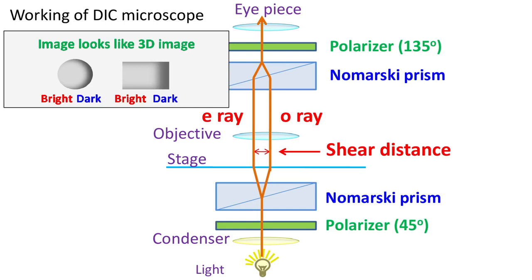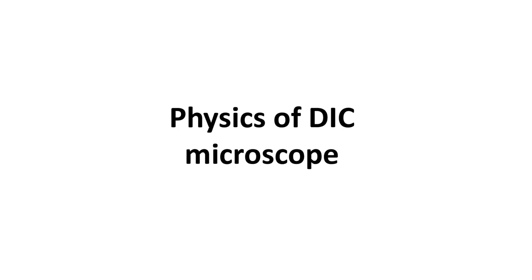But in reality, there is no light coming from the side of the specimen. The light is hitting the specimen only from the bottom. So the question is, how do we get an image where one side of the image is bright while the other side is dark? So let's try to understand the physics behind DIC.